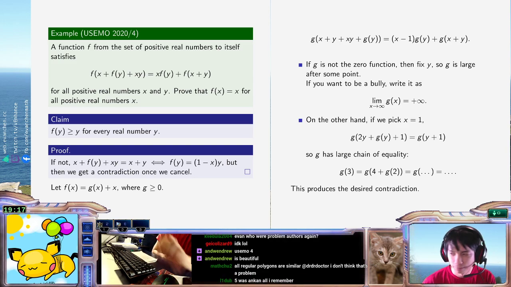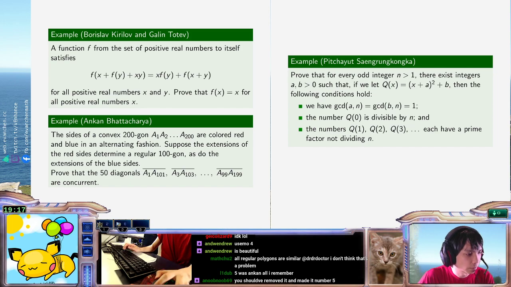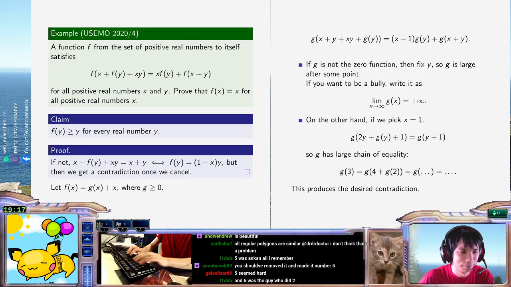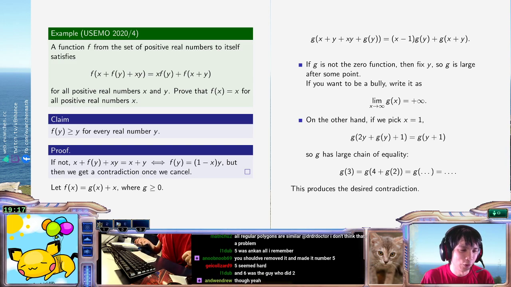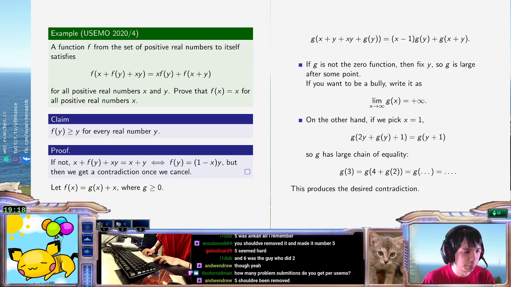Who are the problem authors? These are the authors. You should have removed it and made it problem 5. But I don't know. If I have two problems that are the same difficulty, I have to pick an order for them, right? I can't have the test say problem 5 and problem 5 prime. Or I could, but then I'd just be being dumb.